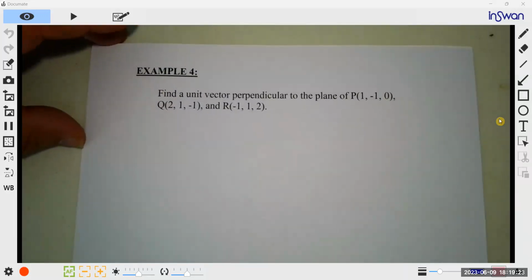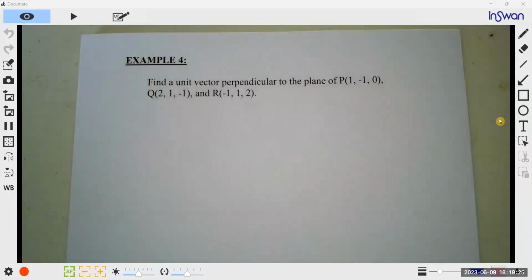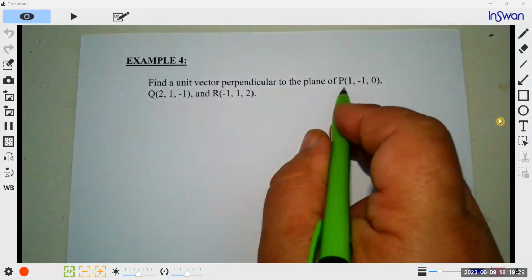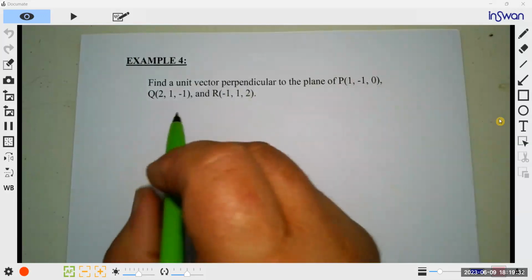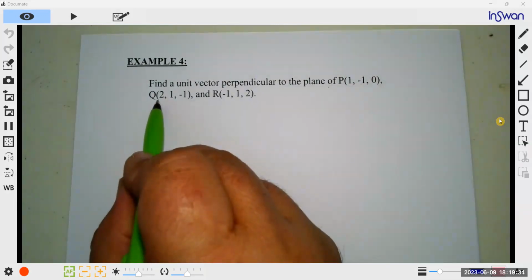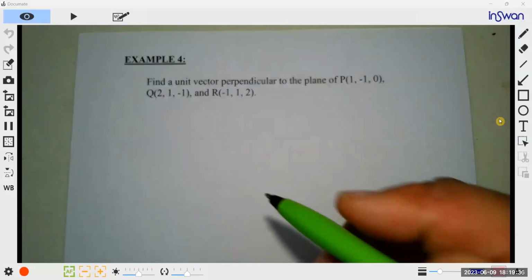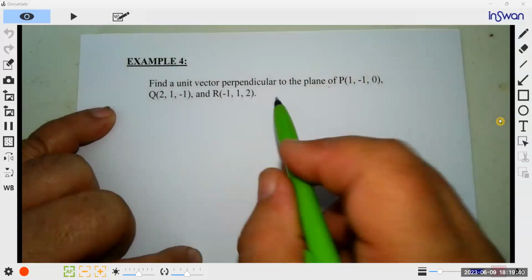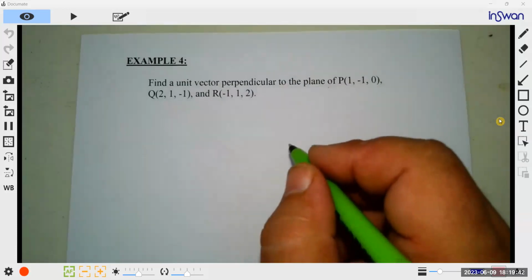Another example. Find a unit vector perpendicular to the plane P1, to that plane. It's a plane of, so these are three vertices. So we'll do the same thing.